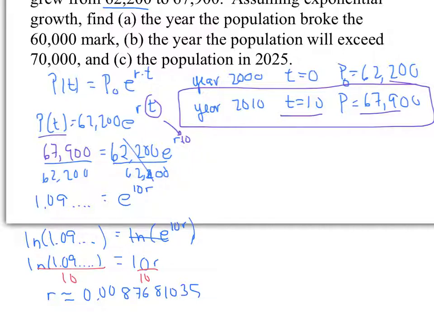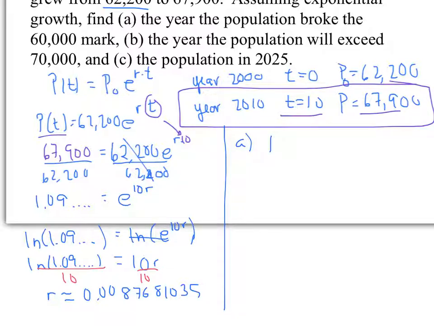But for shorthand, this is part A. This is the answer to part A. We haven't found part A yet. We need this. Now we can go ahead and answer part A. Part A says, what's the year the population broke 60,000? The year, so that means they're asking us for time.